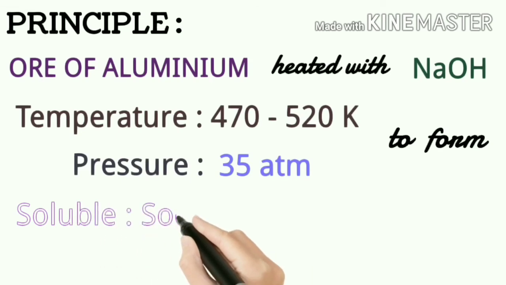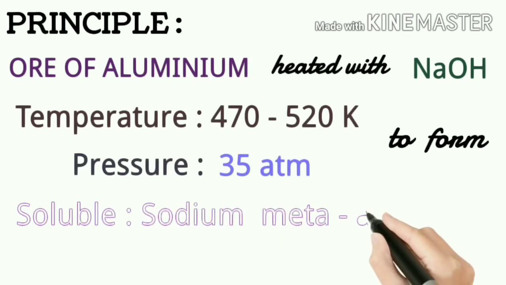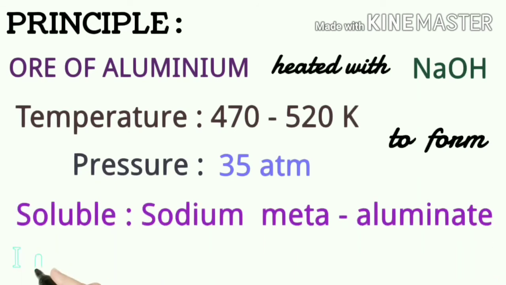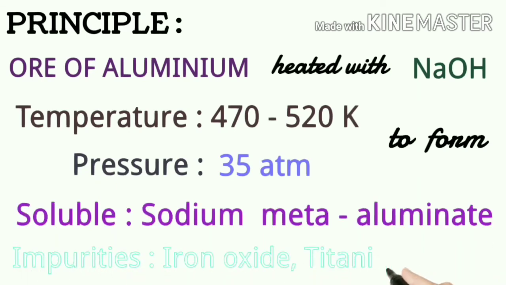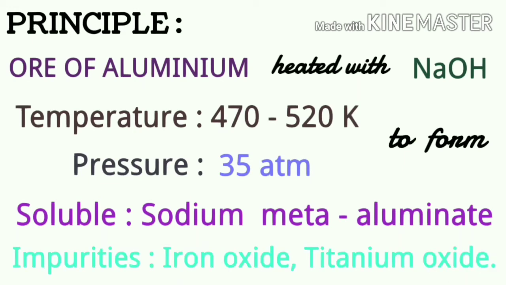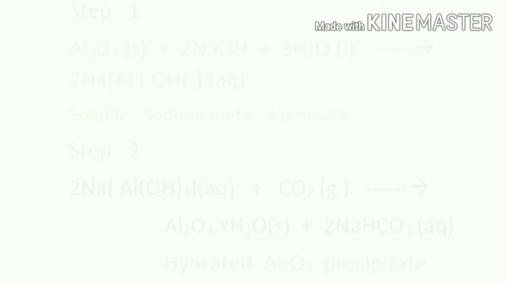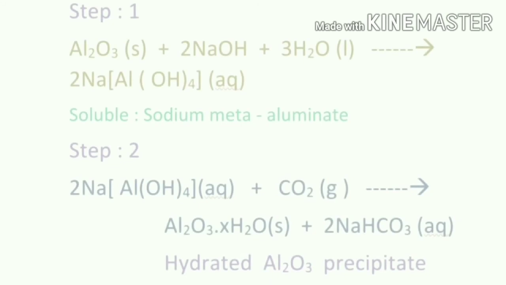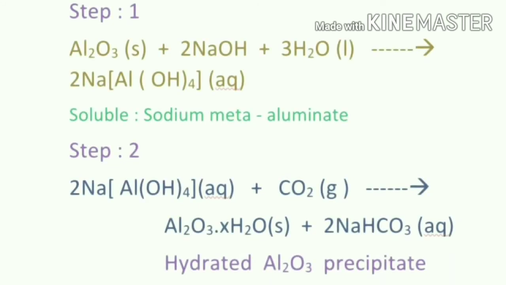So what we will get is soluble sodium meta-aluminate. That's the first step. Soluble sodium meta-aluminate. What's the impurity we are getting in that first step? Iron oxide and titanium oxide. Let's see the equations for step 1 and step 2.